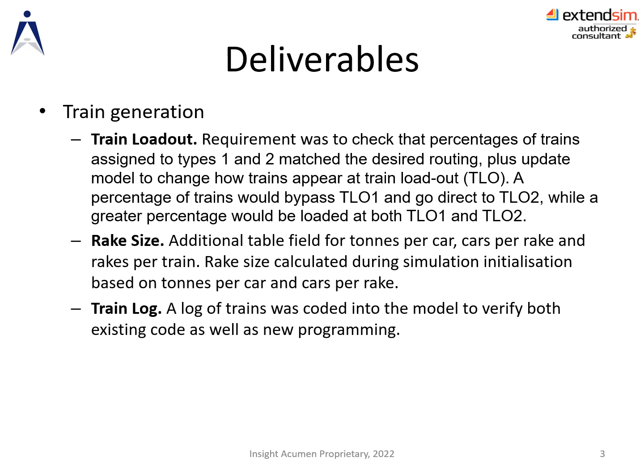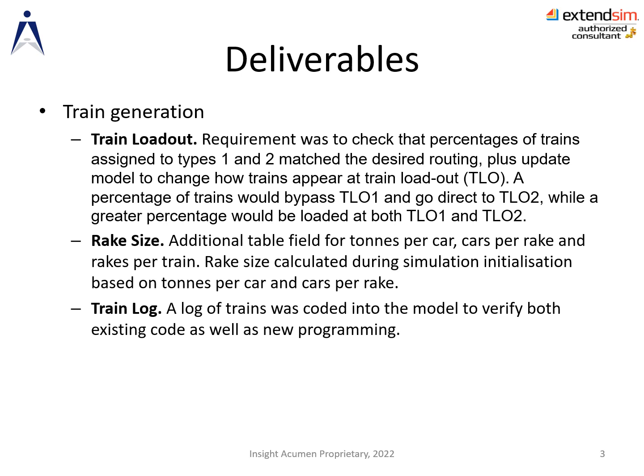Deliverables for train generation, the train loadout: the requirement was to check that percentages of trains assigned to types 1 and 2 match the desired routing in the model, plus update the model to change how trains appear at the train loadout. So a percentage of trains would bypass train loadout 1 and go direct to number 2, while the greater percentage would be loaded at both train loadout 1 and then train loadout 2.